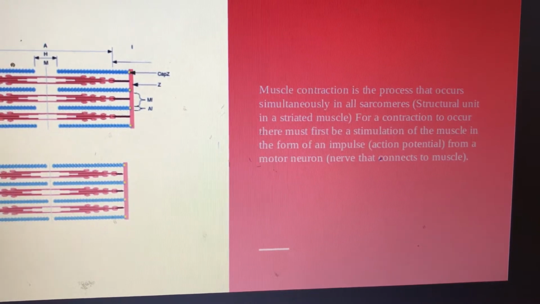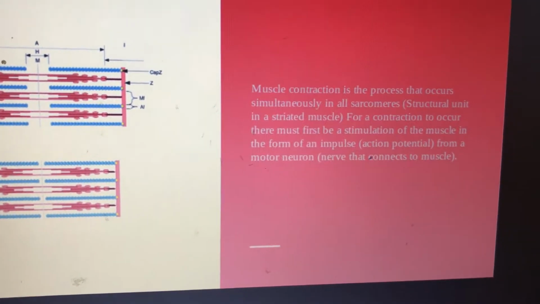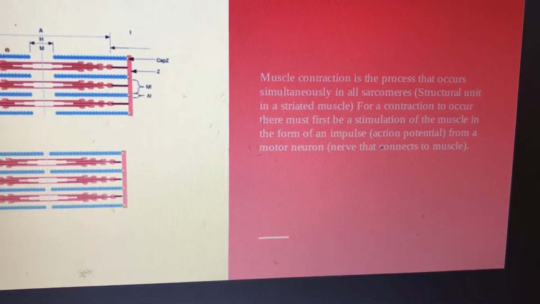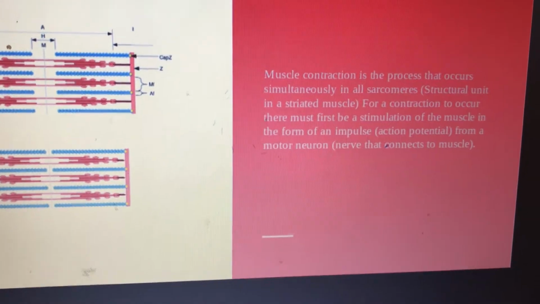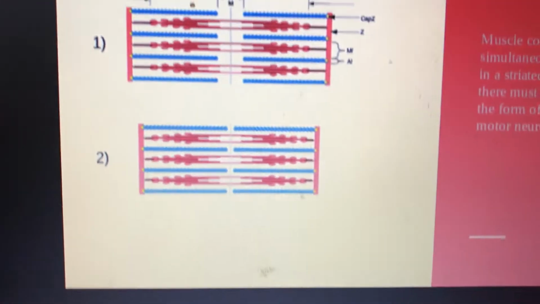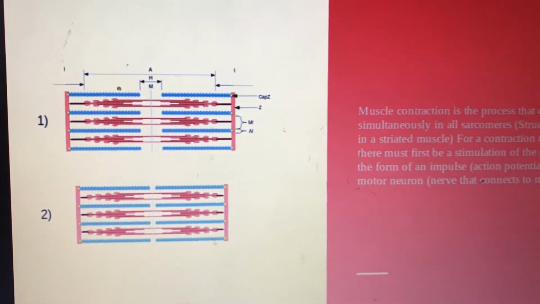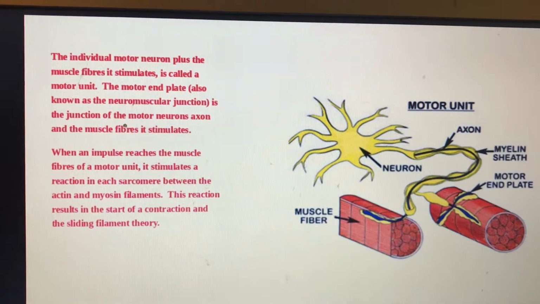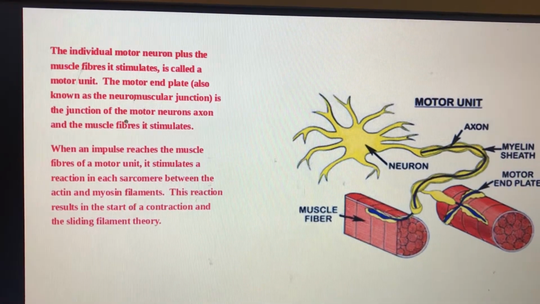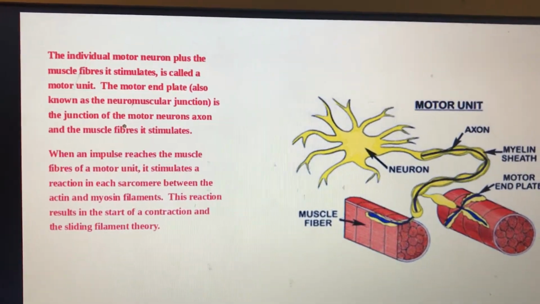For a contraction to occur, there must first be a stimulation of the muscle in the form of an impulse, which is that action potential from a motor neuron. And that motor neuron is the nerve that connects to the muscle. The individual motor neuron plus the muscle fibers it stimulates is called the motor unit.